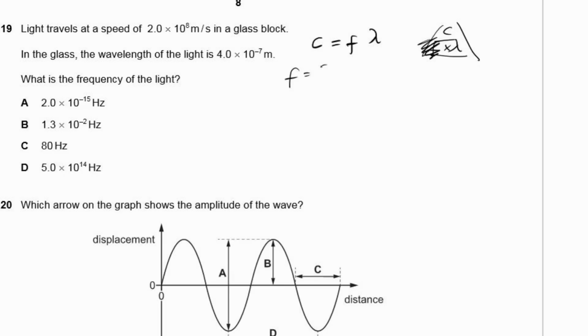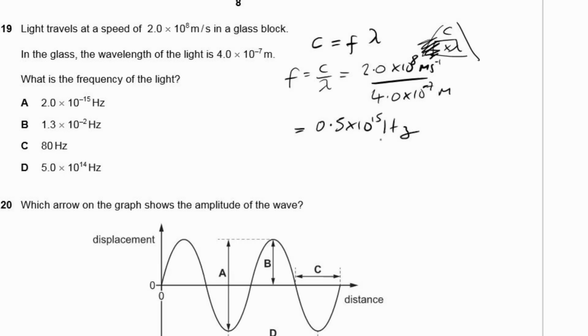So, frequency equals c over lambda, which gives us 2.0 times 10 to the 8 meters per second divided by 4.0 times 10 to the negative 7 meters, which gives us a frequency of 0.5 times 10 to the 15 hertz, which is 5.0 times 10 to the 14 hertz. There we go, option D.